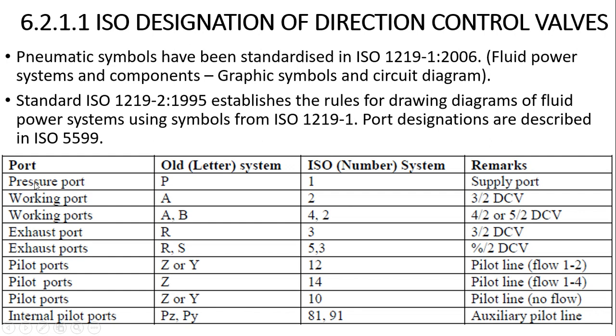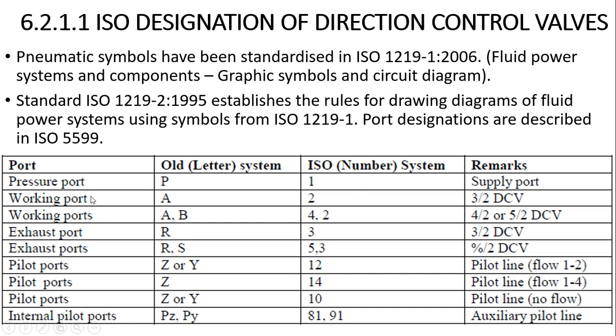The pressure port: previously it was known by P. Also in hydraulics, if the system is old, you can see P written there. So P stands for pressure port. But in the new system, that is the number system, previously we used to follow the letter system, but now it has been changed to the number system. That's why remember this one, this is the latest. As told, 1 is always the pressure port, that is, the supply port.